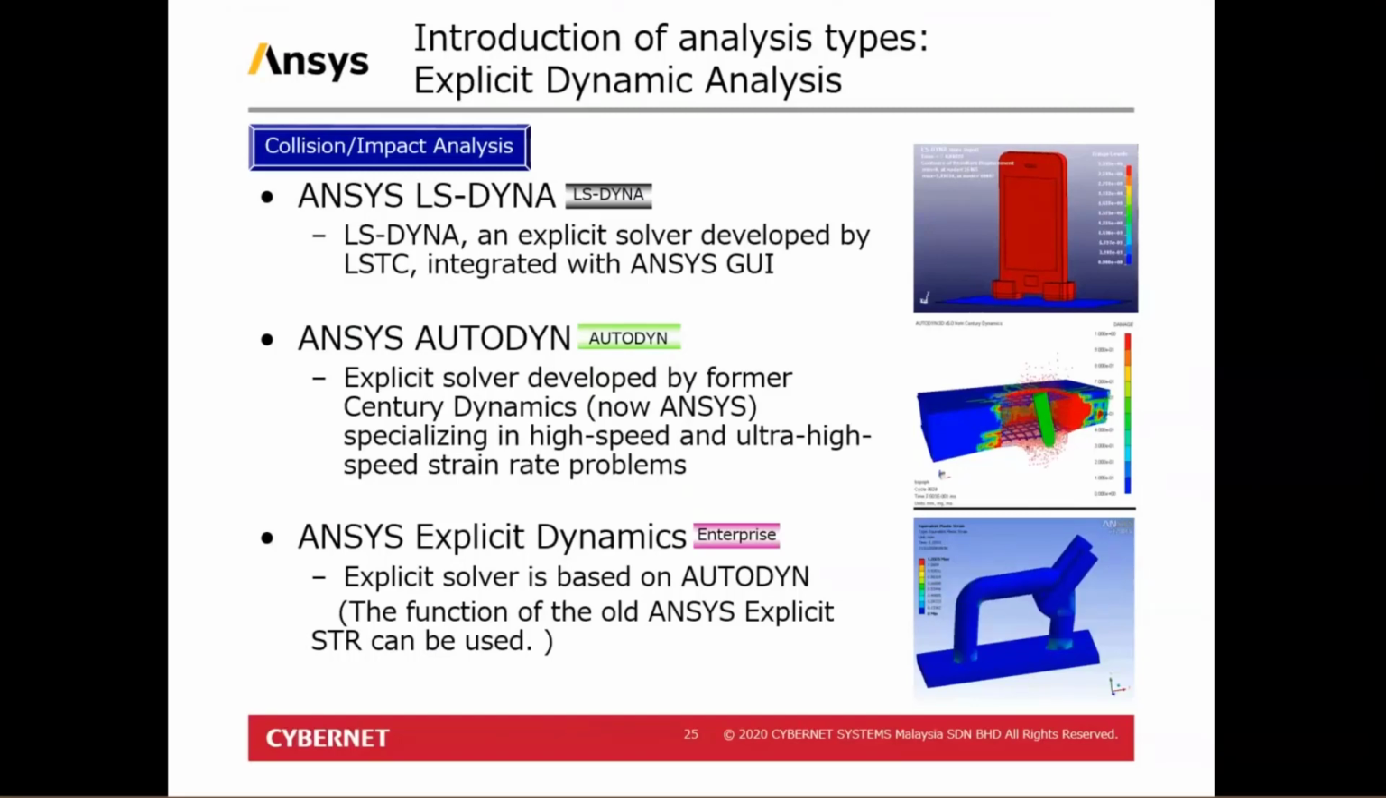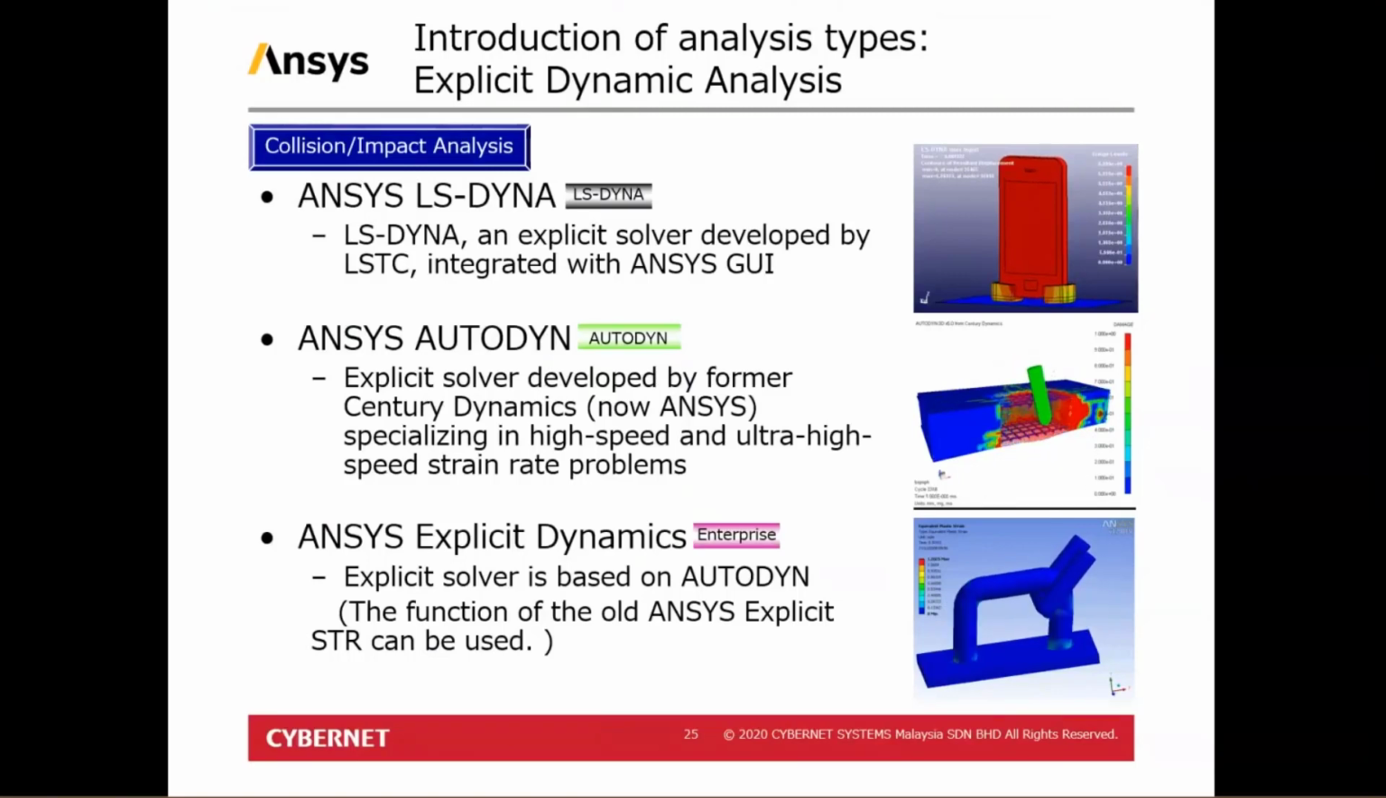And then next we have ANSYS AUTODYN. Now, AUTODYN is an explicit solver specializing in high-speed and ultra-high-speed strain rate problems. Now, it is usually used in the military for multiple applications. Some of those applications are high-speed ballistics, explosions, and so on and so forth.